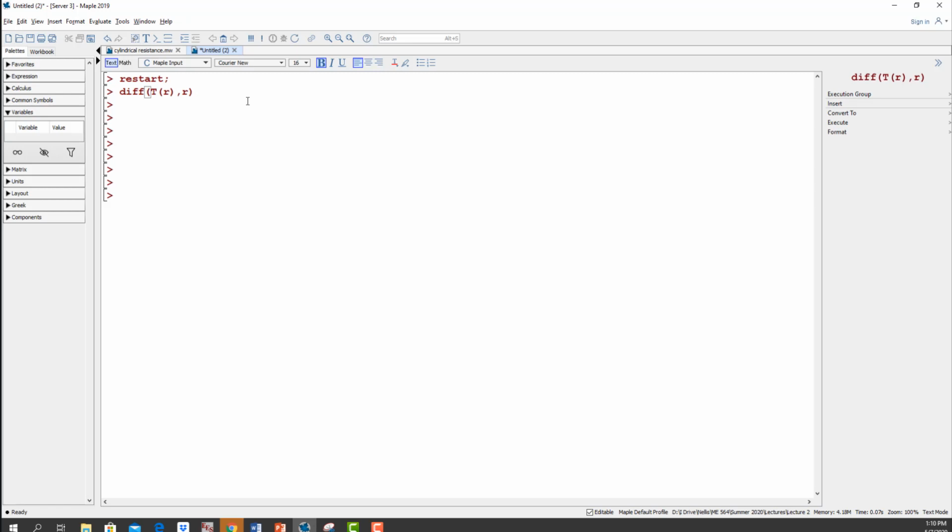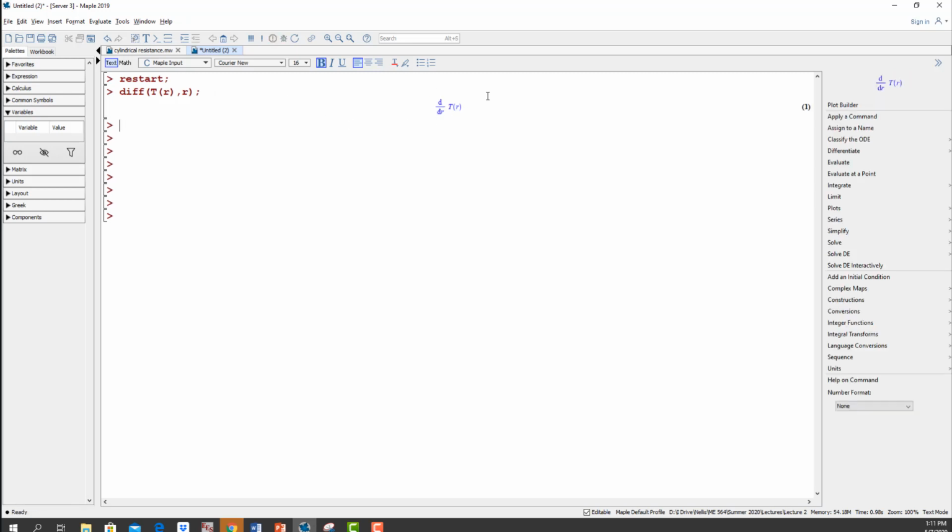And then again here, I can either terminate this with a colon or a semicolon. If I terminate it with a colon like this, it doesn't show me what I just typed. It just enters that, and that's fine. If I want to make sure that what I typed is what I think I typed, which is typically what I'd like to do, I use a semicolon. And if I use a semicolon, then Maple puts out here what it thinks I just typed. And it thinks I typed the derivative of temperature with respect to r, and that's also what I think I typed, so that's really good.